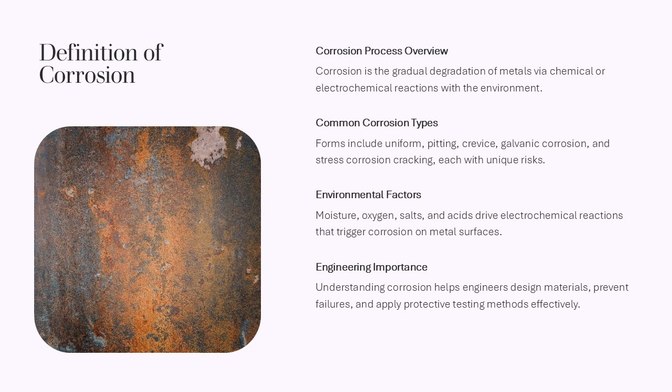Corrosion is defined as the gradual degradation of a material, usually a metal, due to chemical or electrochemical reactions with its surrounding environment. From an engineering perspective, corrosion is not merely surface damage but a complex process involving electron transfer, material dissolution, and environmental interactions.